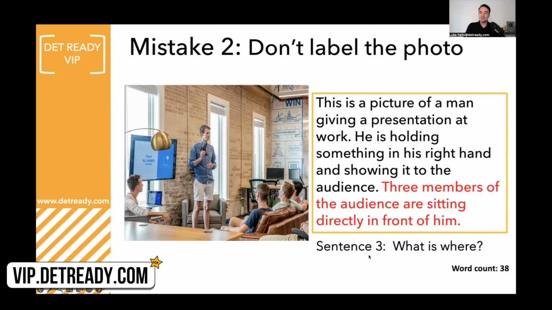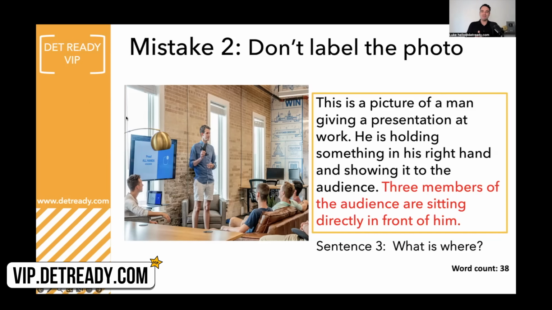And number three, then you want to talk about what is where. We discussed this in our first lesson in this VIP series. Now, what is where means where are things located in the photograph? Okay, so where are these people? Three members of the audience are sitting directly in front of him. What else could you say? There is an interactive screen behind the presenter. To the left of the presenter, so over here, which is his left, there are two computer monitors. You want to describe the location of things in the photograph.